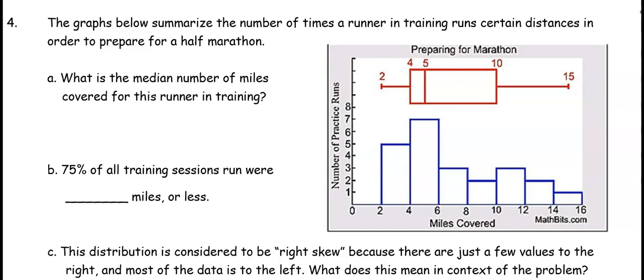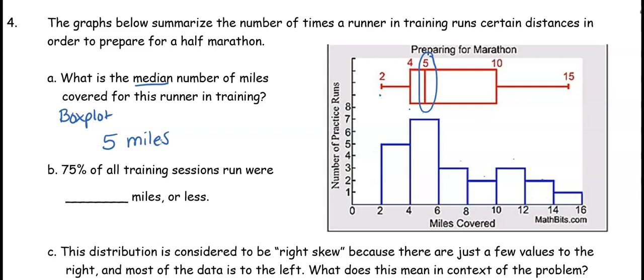So if I'm looking for the median, I'm looking for the middle number, and I could add up all these numbers in the histogram, but it's easier if I look at the box plot. We know that the box plot shows us the minimum, the Q1, and the median. So the median value is going to be 5 miles. We've got two different graphs here, so let's use the one that is better for those questions.